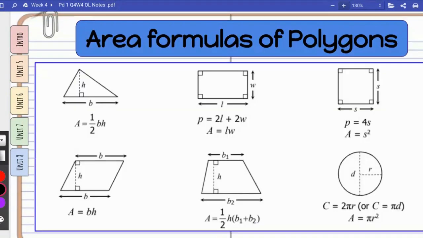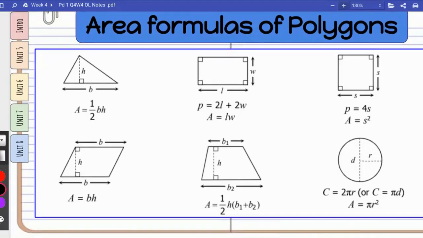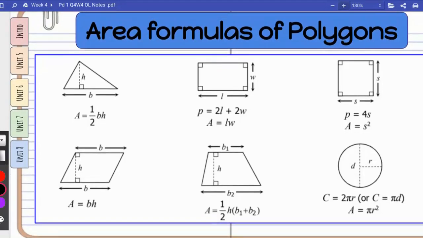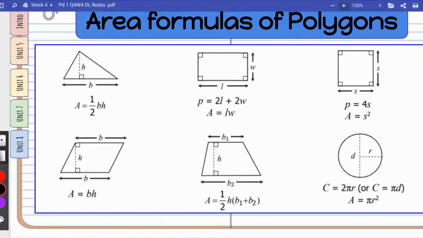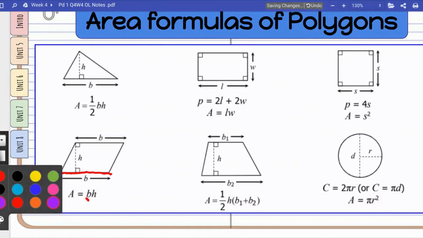Formulas for perimeter and area of shapes that you've seen in the past. We've got triangle, rectangle, square, parallelogram, trapezoid, and circle. The only thing that I want to mention is that when you're multiplying the base and the height, look at your picture, your base and your height are always going to be perpendicular to each other, meaning they form a right angle.